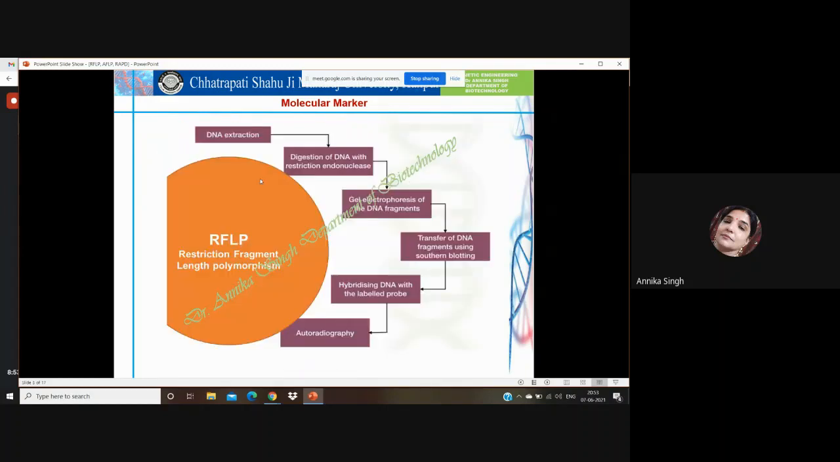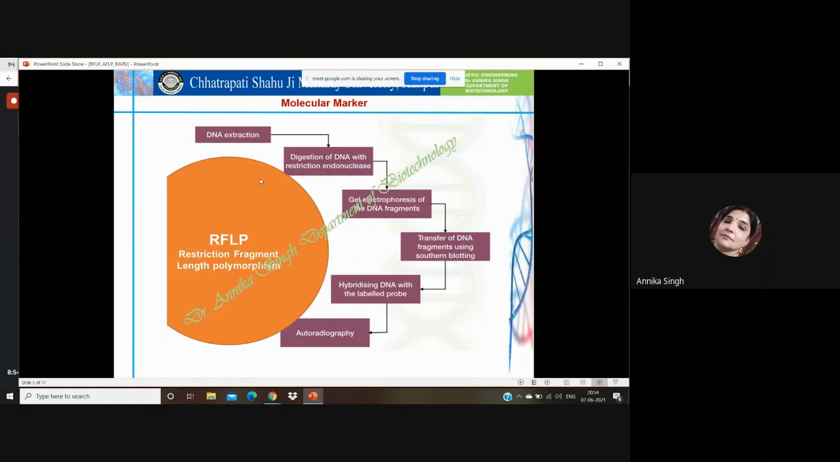So let's talk about the simplest and classical molecular marker, that is restriction fragment length polymorphism, which is also abbreviated as RFLP. RFLP was the first molecular marker technique and the only marker system based on hybridization.